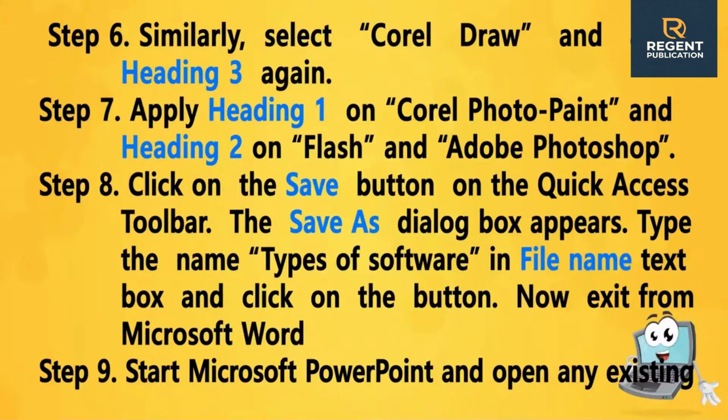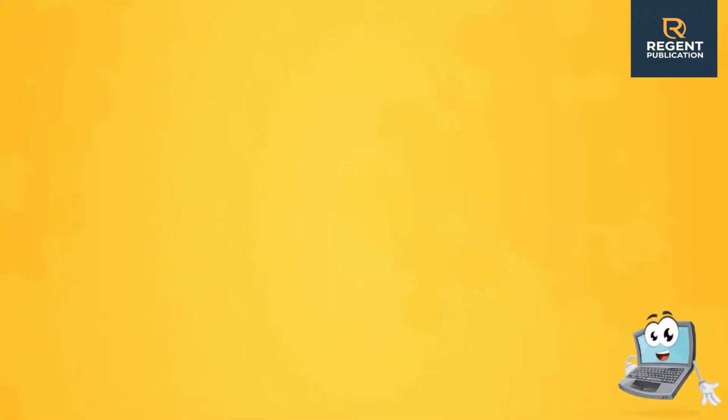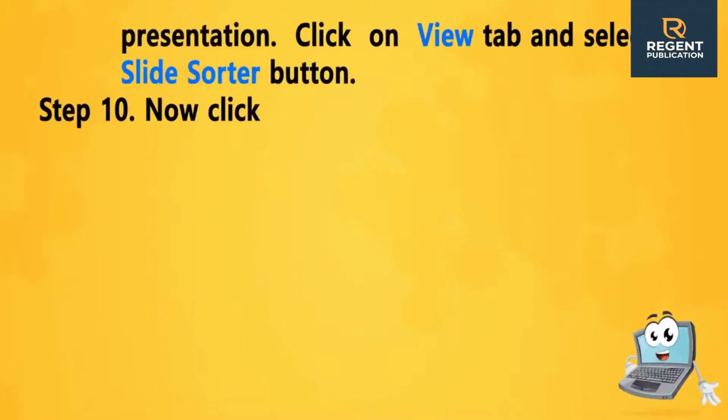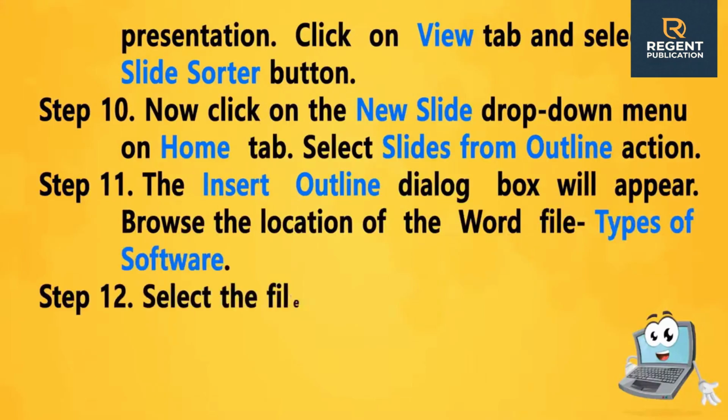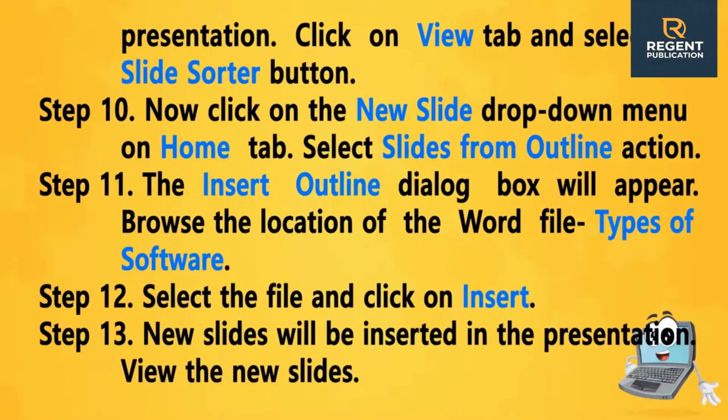Now exit from Microsoft Word. Step 9. Start Microsoft PowerPoint and open any existing presentation. Click on View tab and select the Slide Sorter button. Step 10. Now click on the New Slide drop-down menu on Home tab. Select Slides from Outline action.